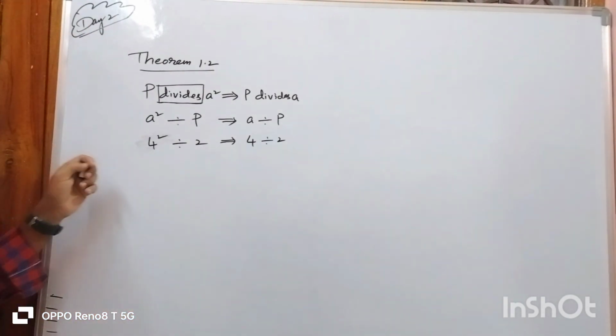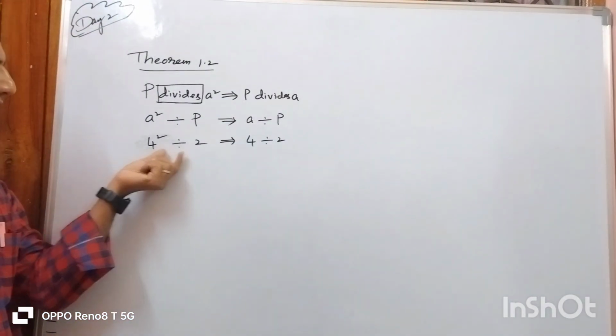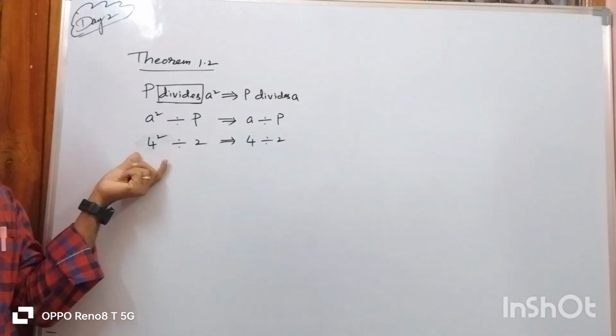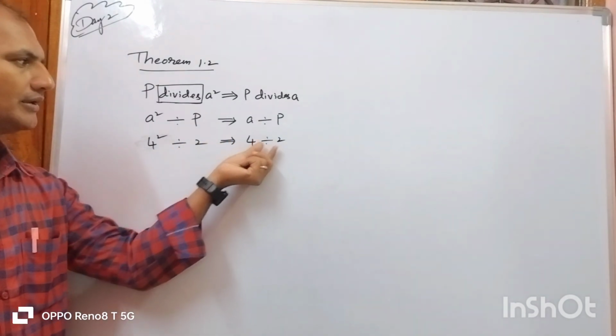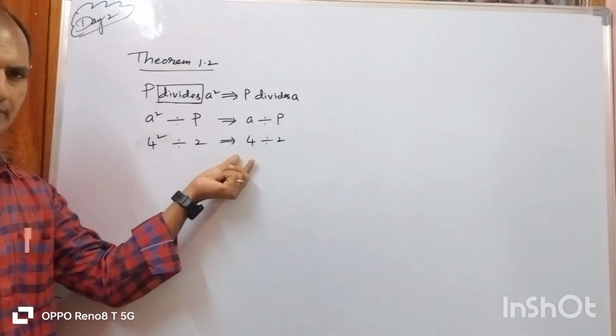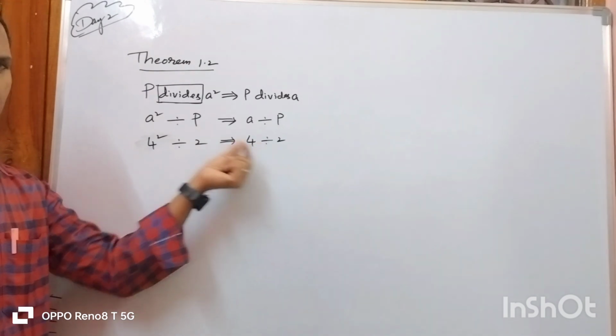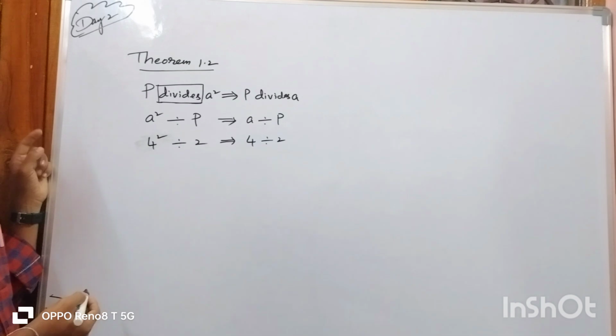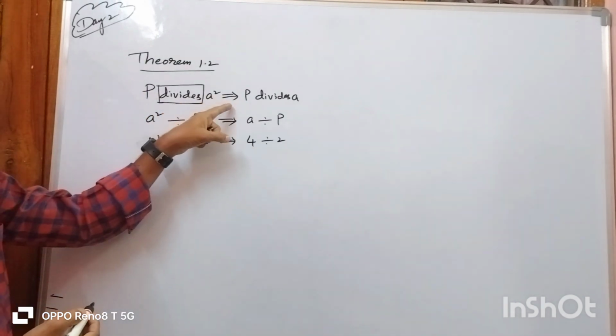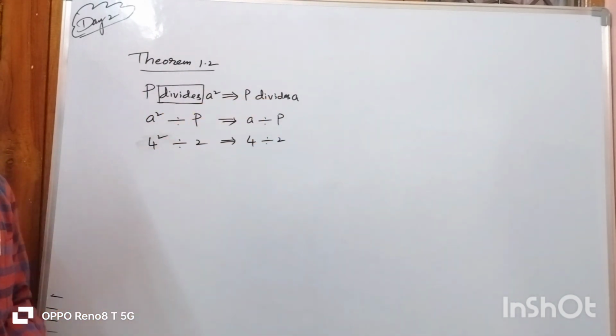Is it right or not? 100% right. 16 divided by 2 means 2 8 16 is divisible. And 4 divided by 2 means 2 twos are 4, so it's also divisible by 2. So that's why this is theorem 1.2: P divides A square, then P divides A.